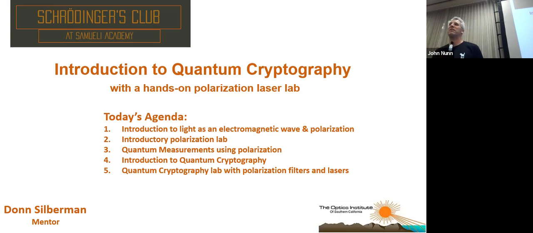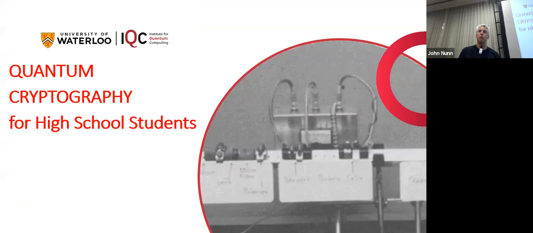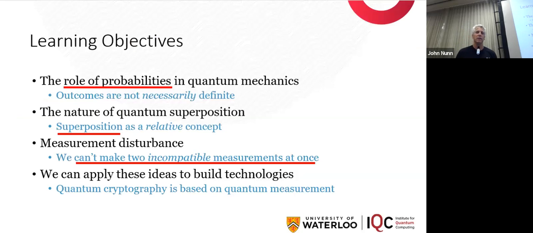Anyway, one of the things that we teach the young people is about quantum cryptography, and we use polarization in a hands-on laser lab. So I won't go through too much of this. But quantum cryptography from University of Waterloo, I took a program with them last summer and started using some of their material, which is quite good. The role of probabilities, what is superposition, how come you can't make two incompatible measurements at the same time, like momentum and velocity, position and momentum, and quantum cryptography. What is that based on?